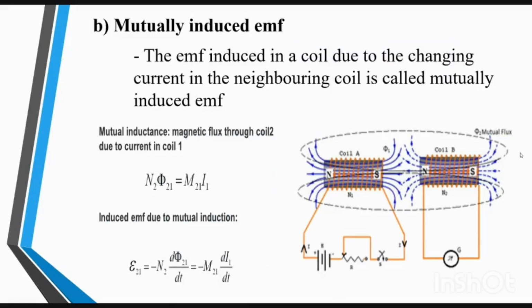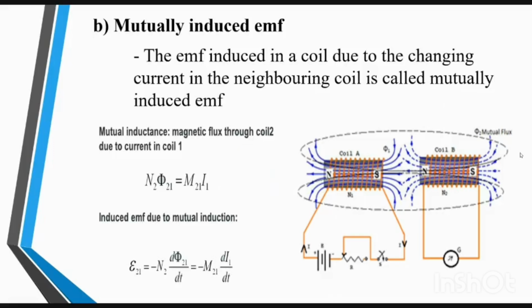Next is mutually induced EMF. The EMF induced in a coil due to the changing current in the neighboring coil is called mutually induced EMF. If there are two coils, that is coil A and coil B, close to each other, then any change of current in coil A will result in mutually induced EMF in coil B.